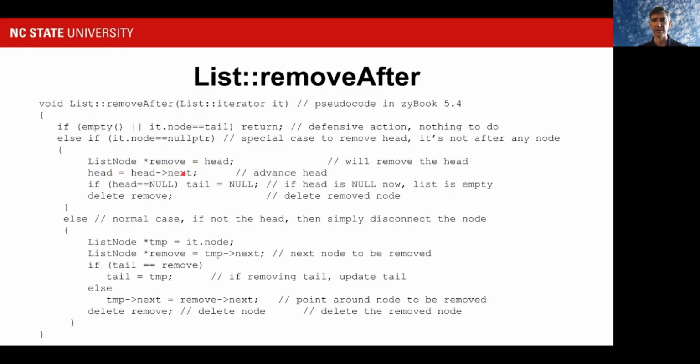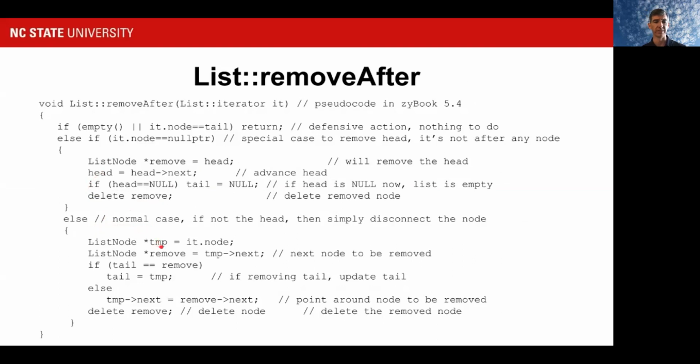I advance head to point to the thing that comes after it. If the head is null, I set tail equal to null because that means there's nothing in the list anymore. And then I delete remove. So that's our special case of removing the head and making sure the tail and head remain consistent for an empty list. Okay, else the normal case, deleting in the middle or deleting at the tail.